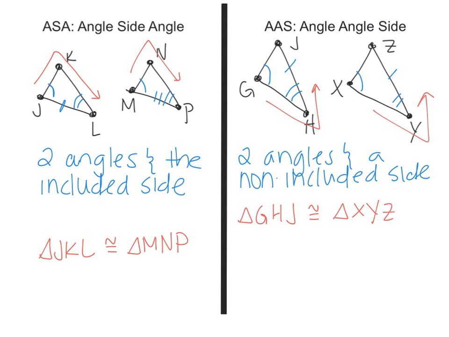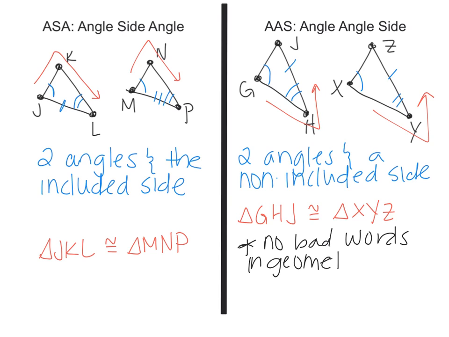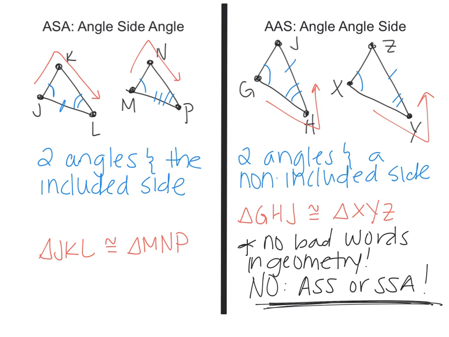Now one thing to keep in mind is there are no bad words in geometry. That means no angle, side, side, or side, side, angle. We will never, ever be able to use those as ways to prove two triangles are congruent.